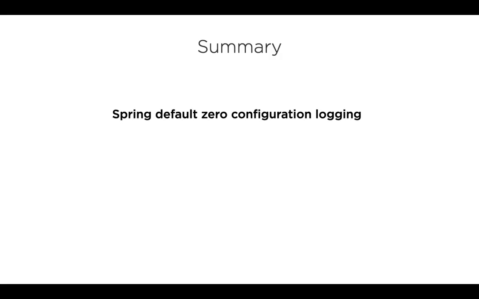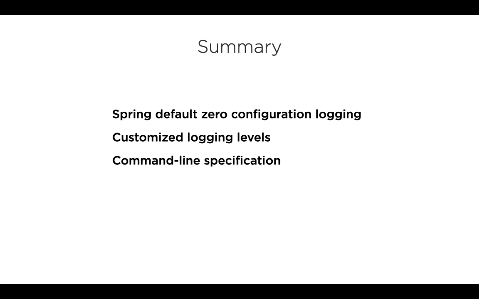In this video, we started off looking at Spring's default zero configuration logging, which is at the info level. Then we customized it to have the root level logging at info and our package level logging at trace. We saw how to specify logging levels at the command line, and finally how to specify more complex logging with a custom log file.